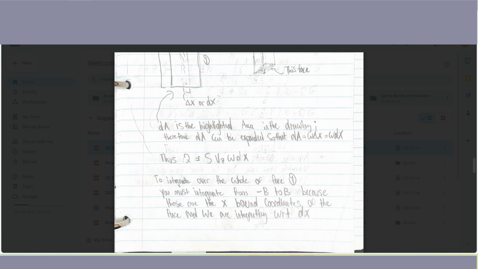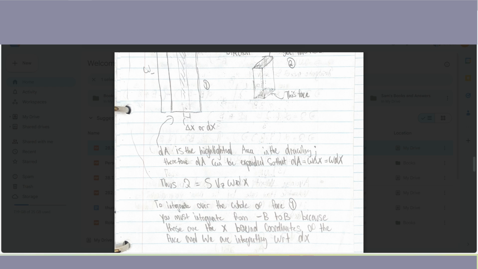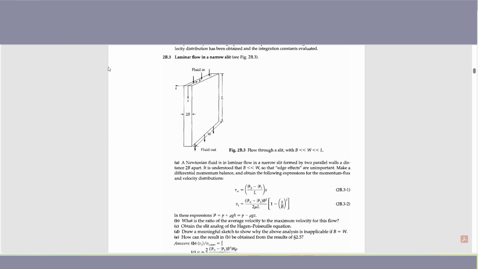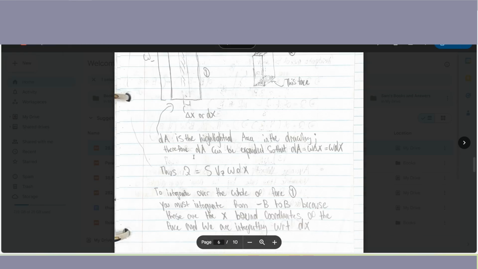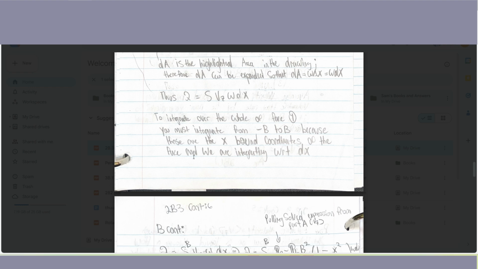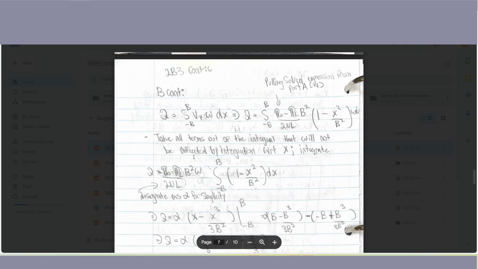So Q equals the integral of vz w dx, and the bounds of x are from b to negative b. If you look at the coordinate system, this is b, this is negative b. So in the x direction, the bounds are b to negative b. So yeah, now we're just integrating, basically similar to what we did when we were doing the boundary conditions and all that.